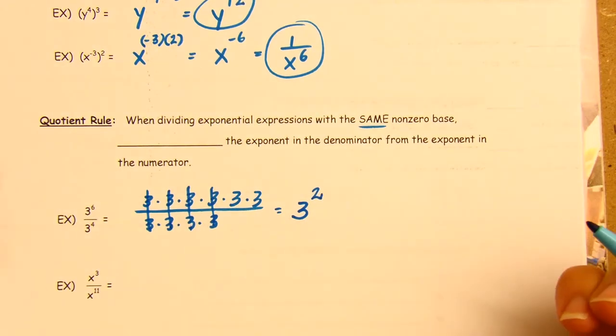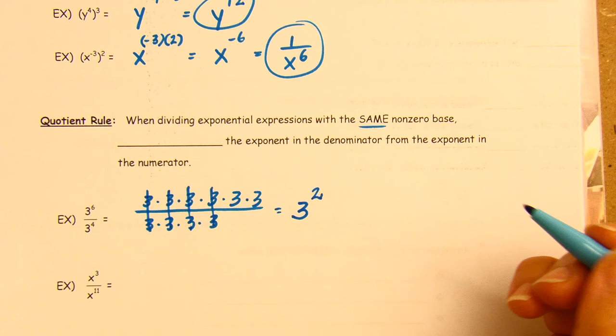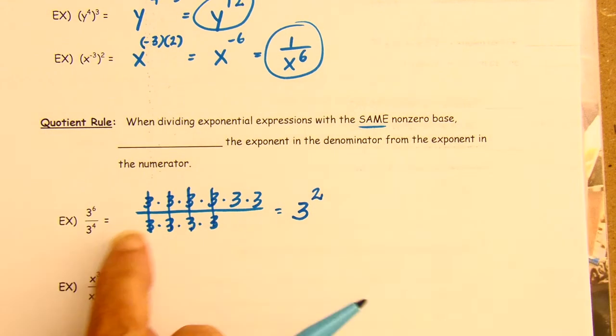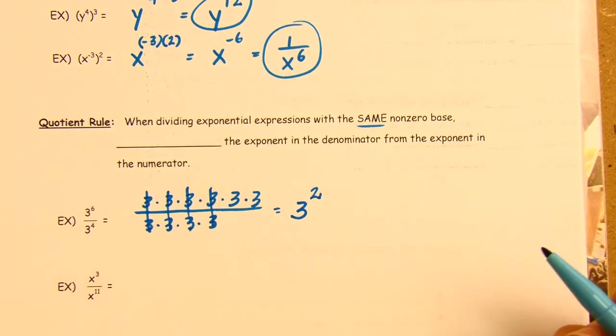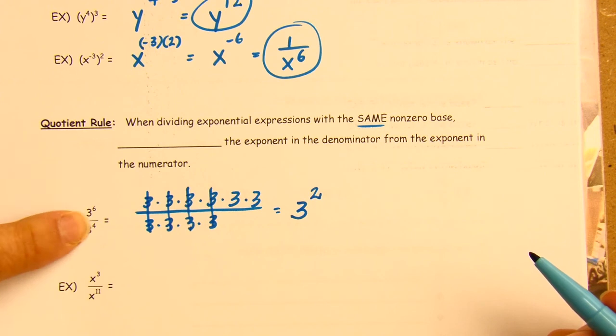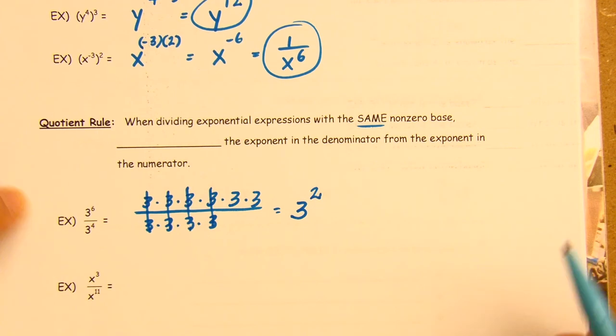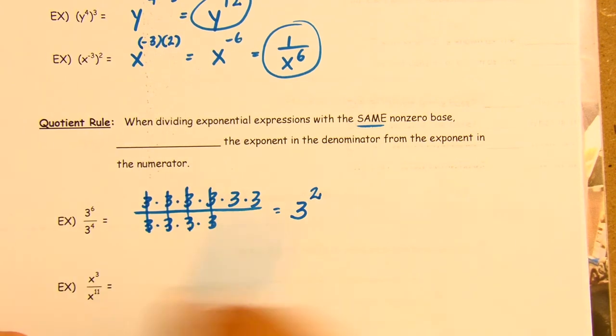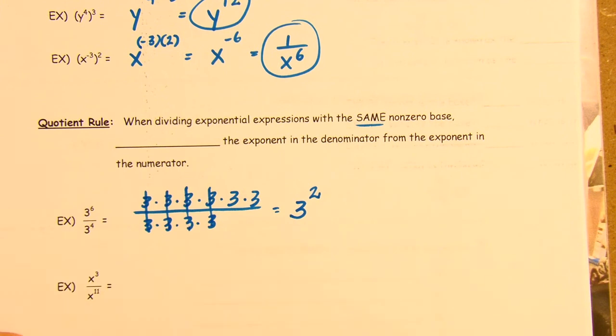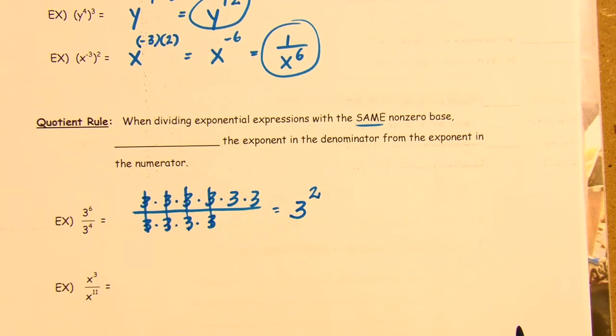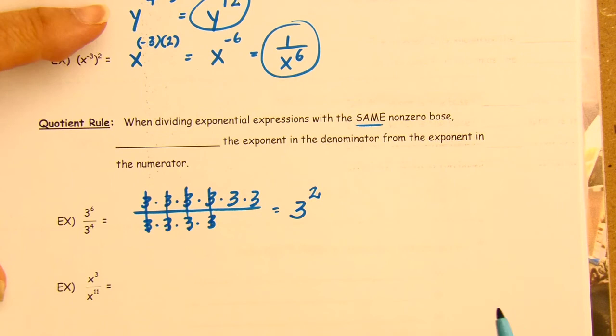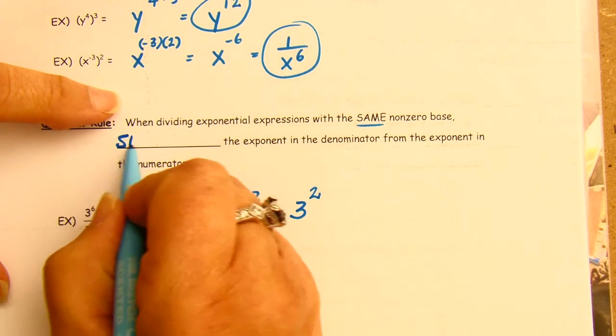So what do we do with these exponents then to get it to be 3 to the power of 2 so that we don't have to do all this nonsense? Well, if I take 6 and the 4, subtraction. And for me, in my brain, this division sign almost looks like a subtraction sign. And so that's my little mnemonic device that helps me remember that I have to subtract the exponents.